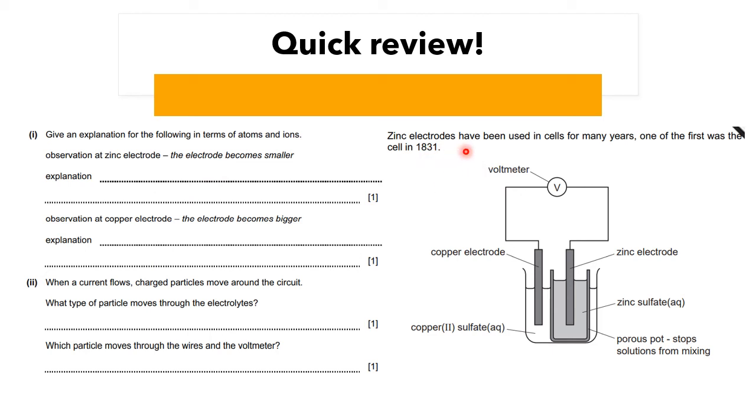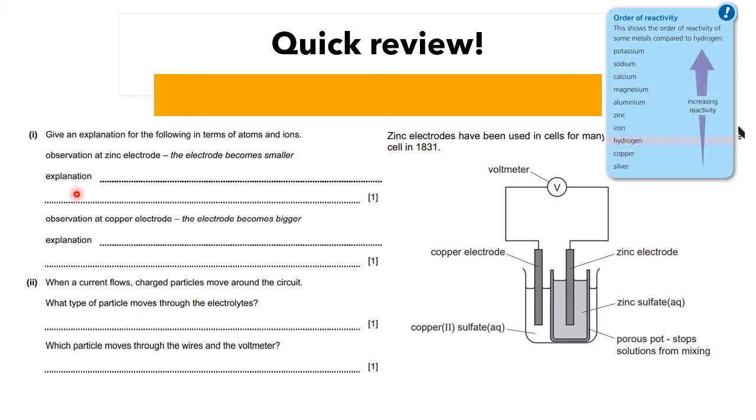Okay. Zinc electrodes have been used in cells for many years. One of the first was the cell in 1831. Okay. Ini dia gunakan porous pot. Okay, and the electrode used is copper and zinc. Sama macam soalan tadi. The copper electrode is dipped into copper sulfate solution, while zinc electrode is dipped into zinc sulfate, and both solutions are separated using a porous pot. Right. Give an example for the following in terms of atoms and ions: observation at zinc electrode. Okay. Electrode becomes smaller. Explanation dia kenapa?